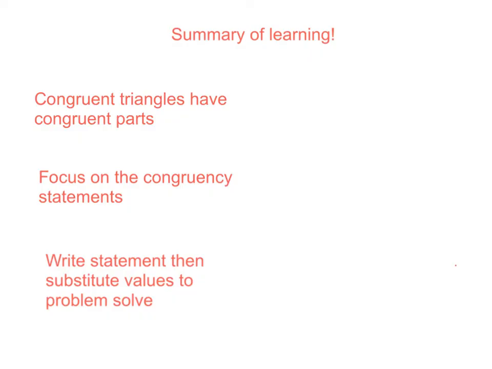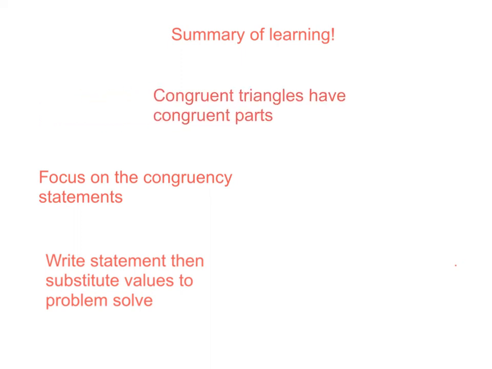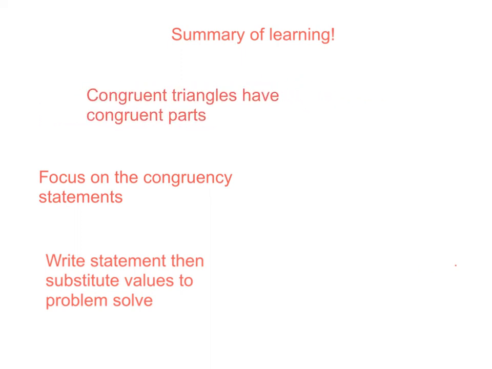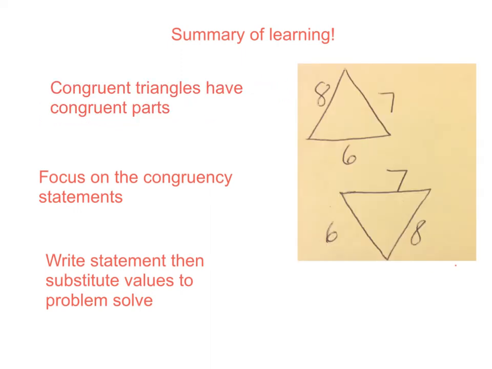Okay, so summary of learning. We're going to concentrate on some of the main points. The first one is congruent triangles have congruent parts. So take a look at these triangles here. I have a triangle with a side of 8, a side of 6, and a side of 7. And I have another triangle here with a side of 6, a side of 7, and a side of 8.